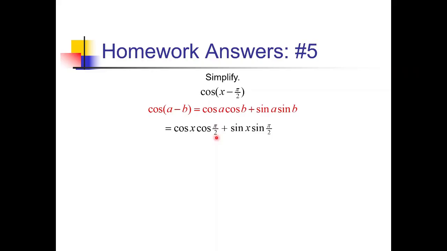Cosine of pi over 2 we can simplify. That's the x value at 90 degrees, so that's 0. So we have cosine of x times 0. And the sine of pi over 2 is 1, so this is sine of x times 1. Well, 0 times anything is 0, so that first term goes away. 1 times anything is the anything, so that leaves us with just sine of x for this one.